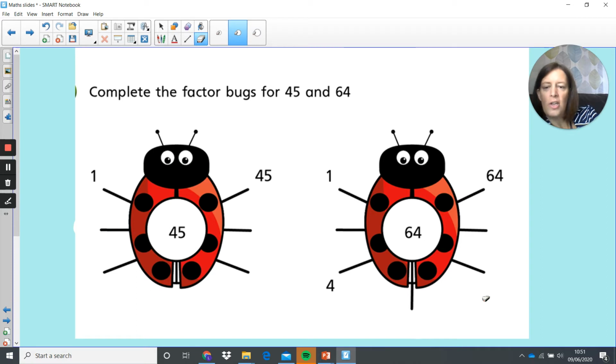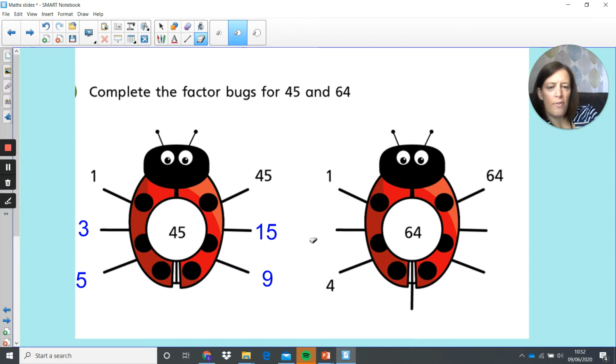Right, so see if you can pause the video while you find all the multiplication calculations which make 45. See if you can find the factor pairs of 45 and the factor pairs of 64. Okay, let's have a look then. So 45 can be made from 3 times 15, or it could be made from 5 multiplied by 9. So here are all the factor pairs for 45. 45 has 6 factors, or 3 factor pairs if we pair them up.